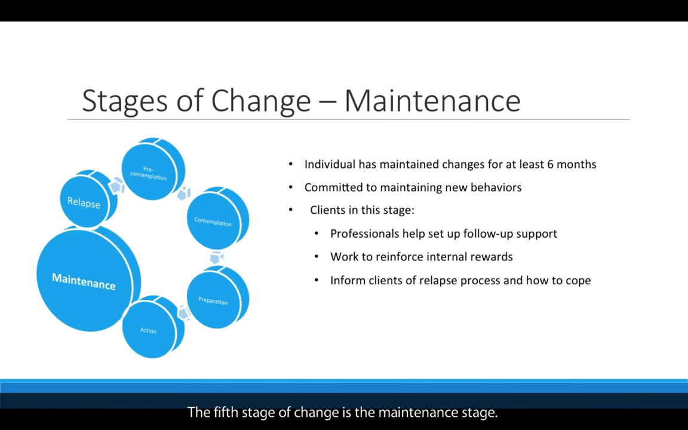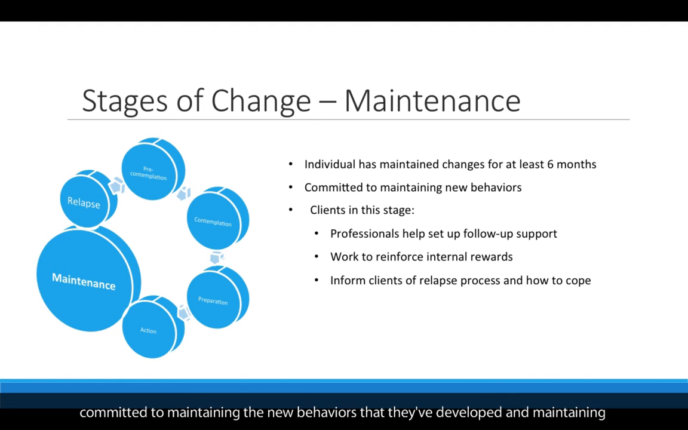The fifth stage of change is the maintenance stage. Here, this individual has been able to maintain their changes for at least 6 months. So hopefully with addictive disorders, this individual has been abstinent for a full 6 months and would remain in this stage of maintenance all the way up until 5 years. Here, we would see that an individual is very committed to maintaining the new behaviors that they've developed and maintaining their recovery.